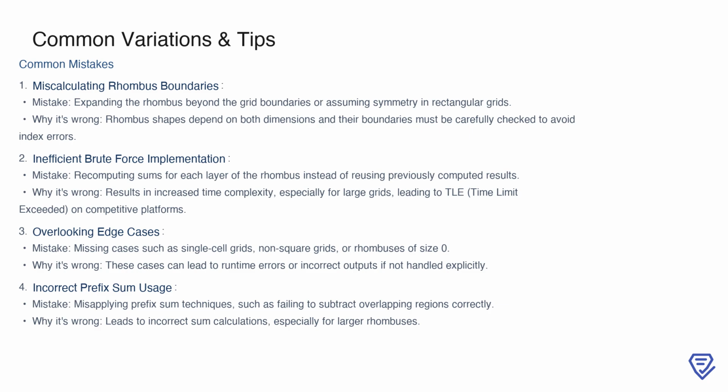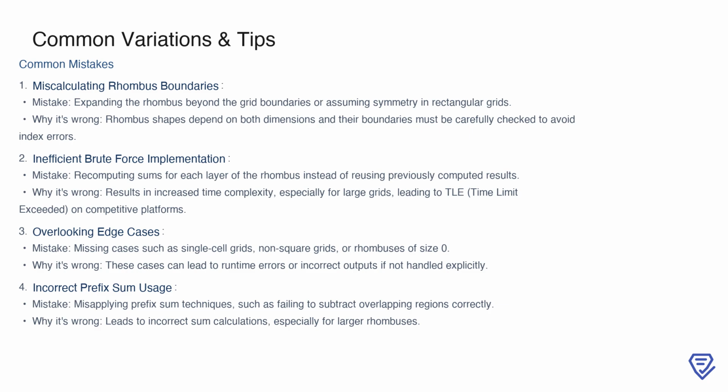Another common pitfall is relying on an inefficient brute force implementation. This often involves recomputing sums for each layer of the rhombus instead of reusing results already computed for smaller layers. This inefficiency can significantly increase time complexity, particularly for large grids, and might lead to a time limit exceeded error in competitive coding scenarios. Additionally, overlooking edge cases, such as single-cell grids, non-square grids, or rhombuses with a size of 0, can result in runtime errors or incorrect outputs.